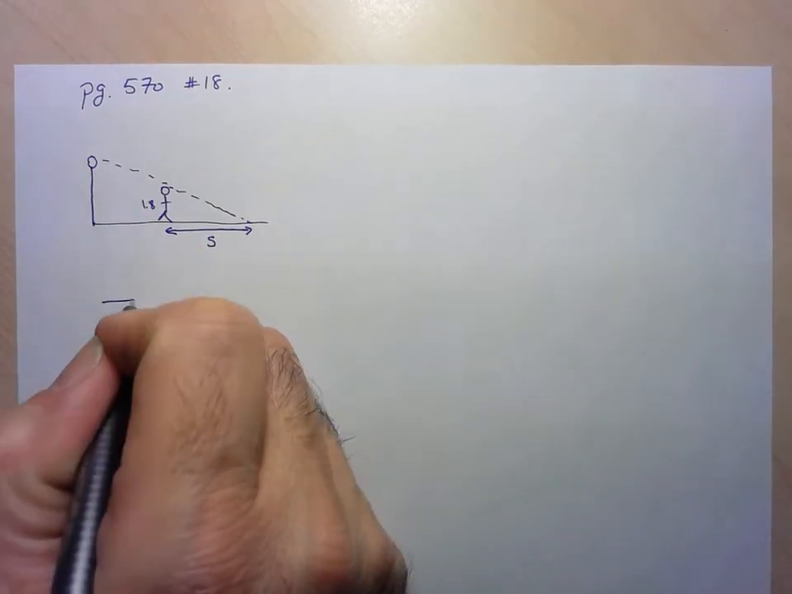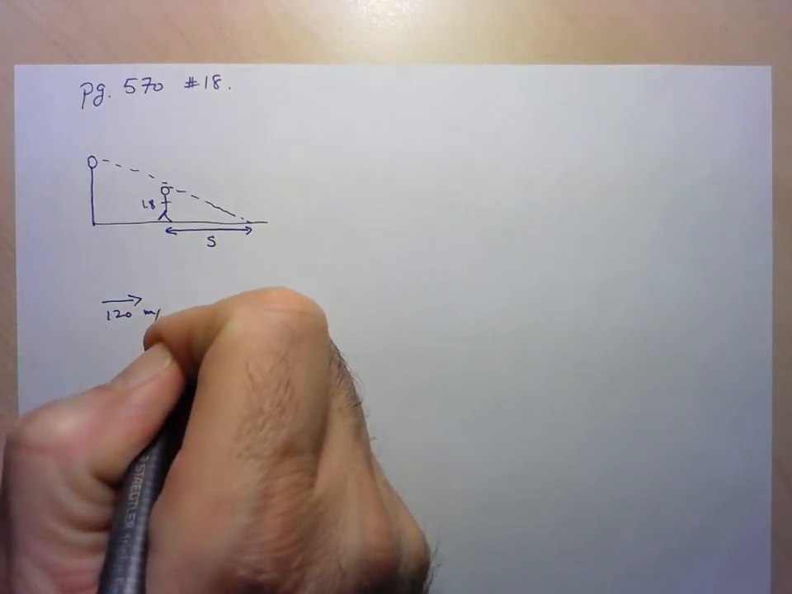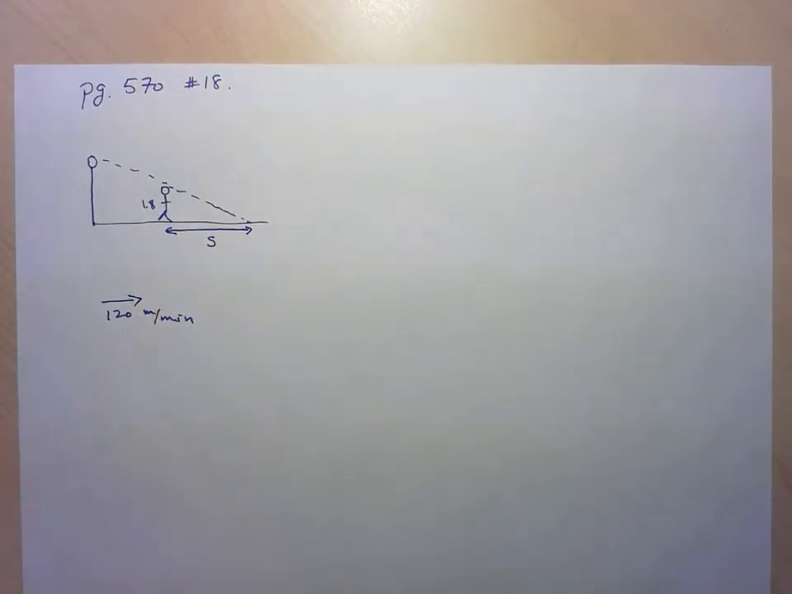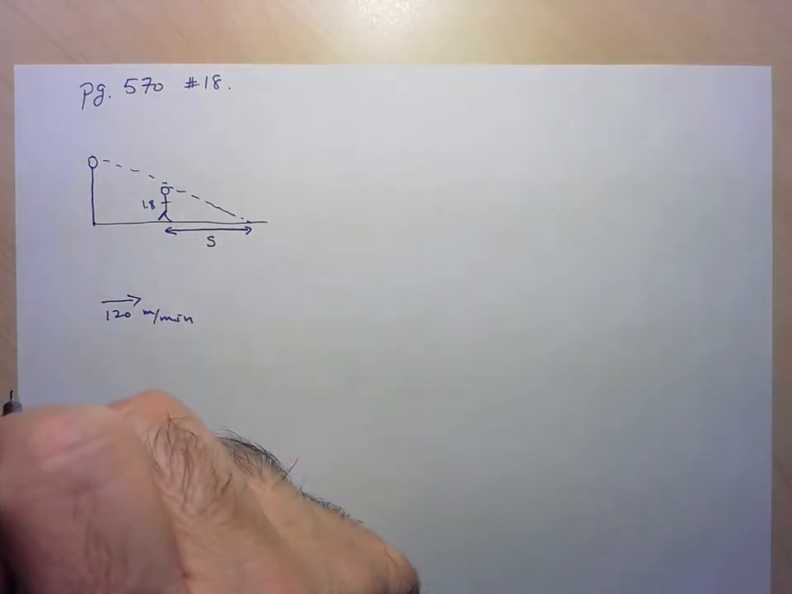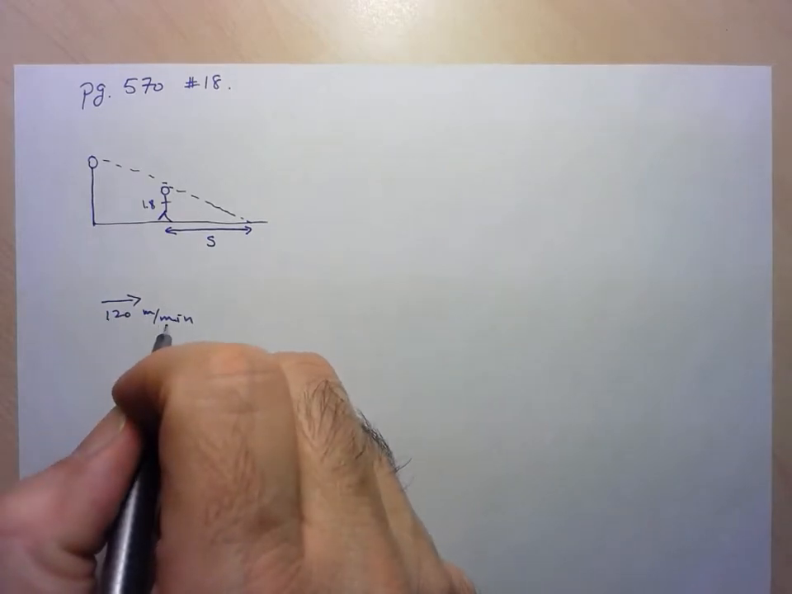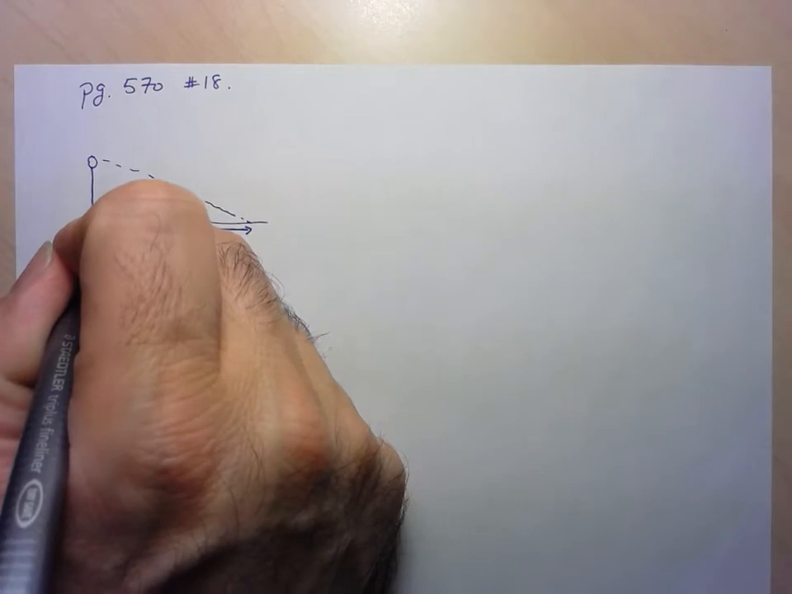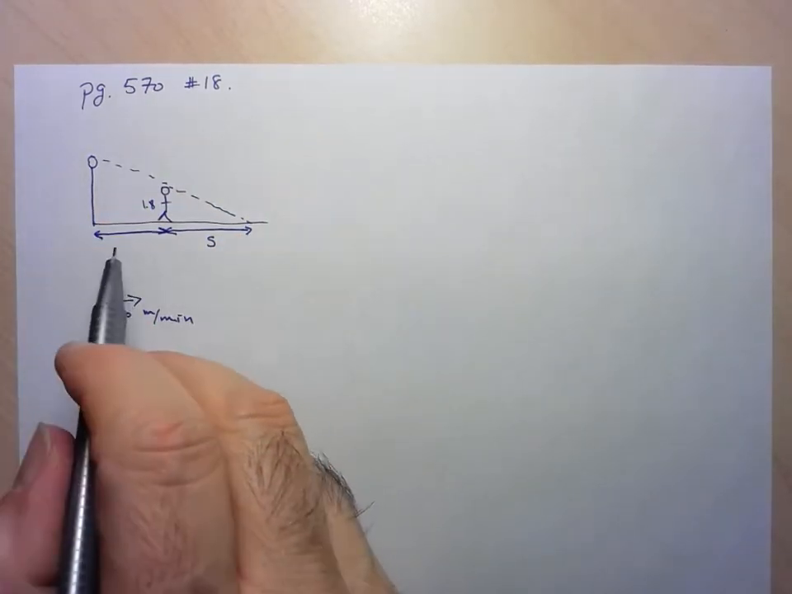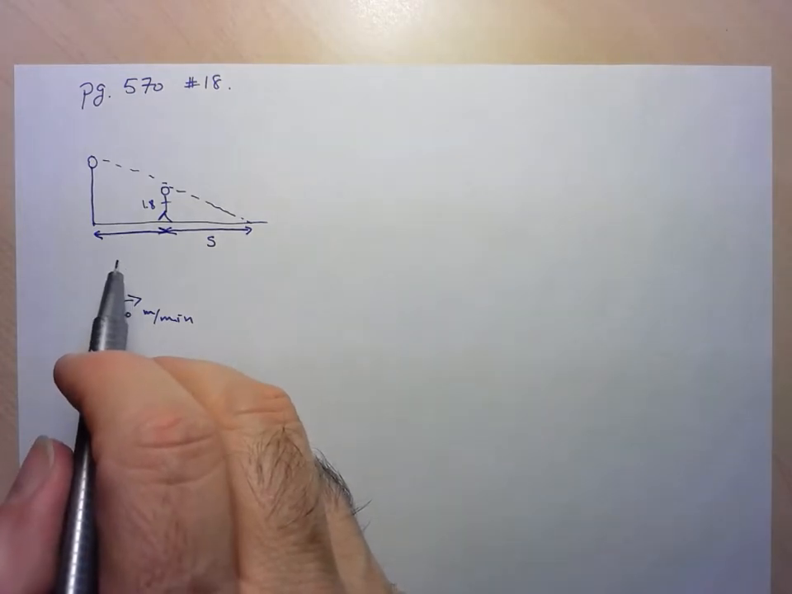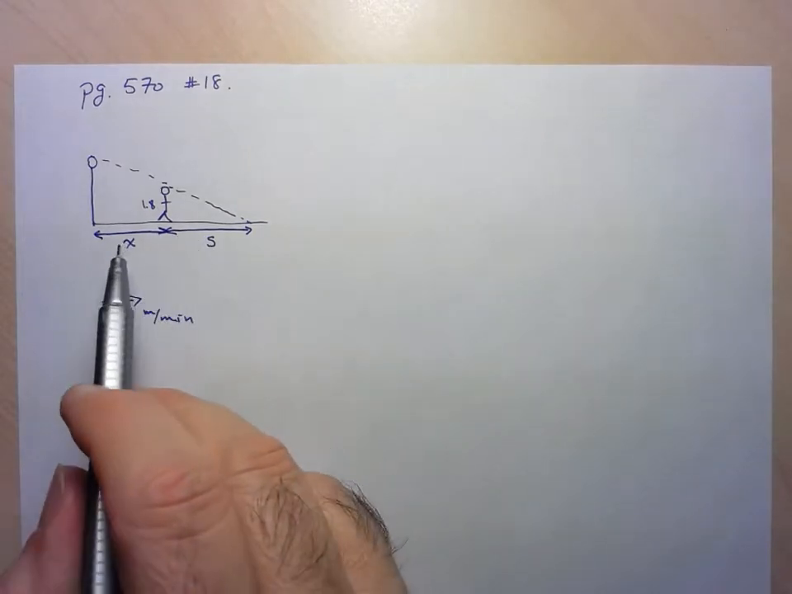That's something that's changing as the man is walking, and in fact they tell us that the man is walking at 120 meters per minute. So I'll just get that down there. We want to know how the length of the shadow is increasing as he's walking 120 meters a minute away from the wall. So this is the length that's changing at 120 meters per minute. Let's call that x.